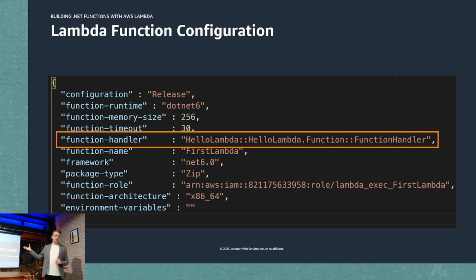We then define a handler. So this handler will change based on what runtime you're using. So I'm using .NET, so this gets a bit more complicated. You need to define the name of the assembly that you're working with, and then the namespace and the class, which is that hello lambda.function, and then the method that you want to invoke on that class, which is function handler. If you're a Python or a Node developer, this is a lot more simple because your handler is just index.js or index.py. You just specify the file you want to invoke.